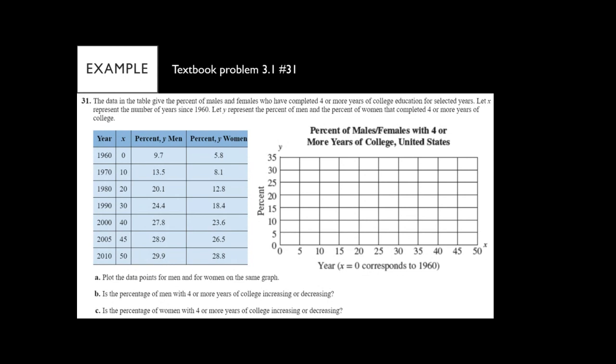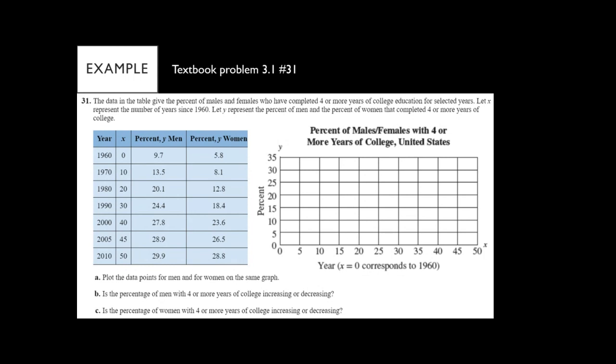So that's why we have this set up the way it is. And this is a very common use of graphing, to do comparisons. So part A says plot the data points for men and for women on the same graph. So we want to do this in 2 different colors.